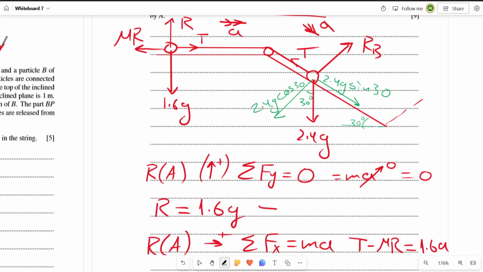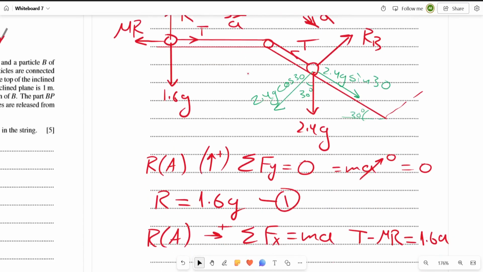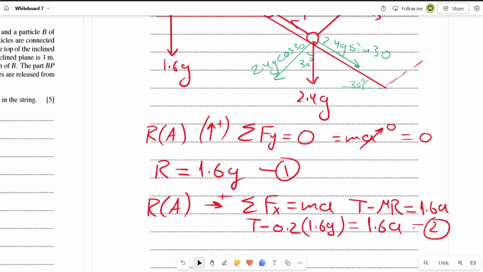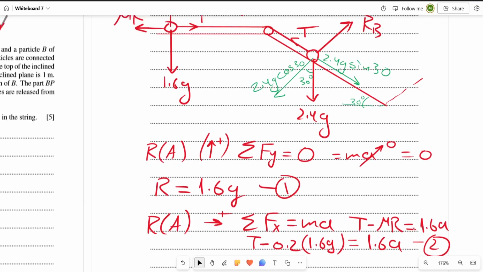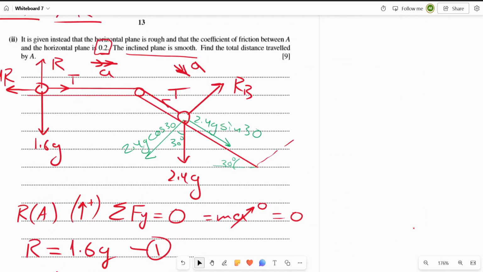Now, from equation number 1, I know that R is 1.6 G, and I was given mu as 0.2. So I can substitute these into this equation. So I'm going to have T minus 0.2 times 1.6 G equal to 1.6 a. And this is going to be my second equation. So to find the acceleration, as we agreed, I will need another equation in terms of T and a to solve them simultaneously. And I can get this using particle B.